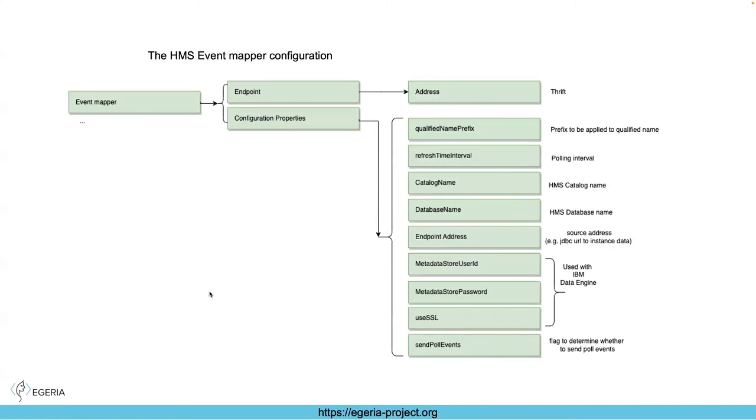The event mapper, just to go into a bit more detail, has these various options. We talked about the prefix that you could apply at the beginning of every qualified name for every entity that we create. You can specify a unique one there, so that if you have another HMS that might have similarly named catalogs and databases and possibly similarly named tables, you can make them unique by having a unique prefix. This is the polling interval in seconds. We could consider maybe minutes might be better, but at the moment it's seconds.